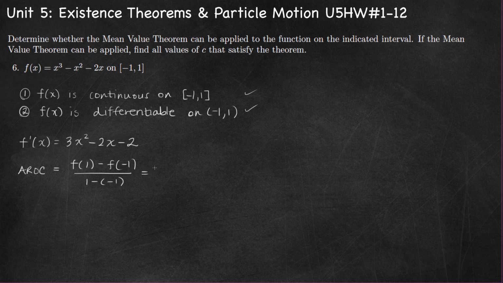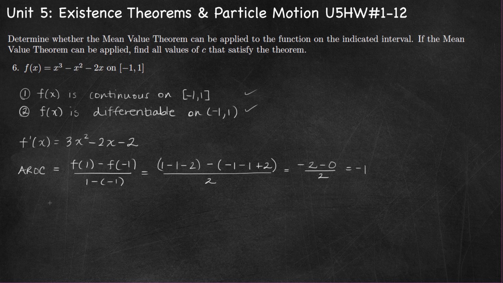F of 1 is 1 minus 1 minus 2, so -2, minus f of -1, that's -1 minus 1 plus 2, over 1 minus -1 is 2. So we have 1 minus 1 minus 2, -2 minus 0 over 2 equals -1. That's our average rate of change. Average rate of change is -1.